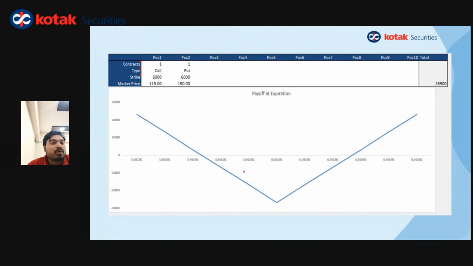Okay, you can see the payoff diagram. Where is your break even? Either side, because direction doesn't matter in this. You just need a one side direction movement to be in profit when you're going long on straddle options.